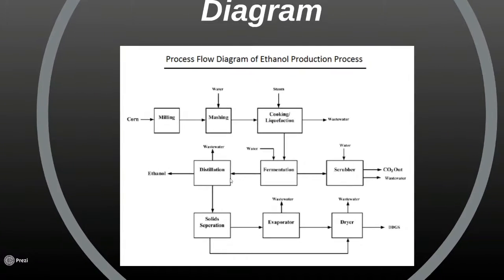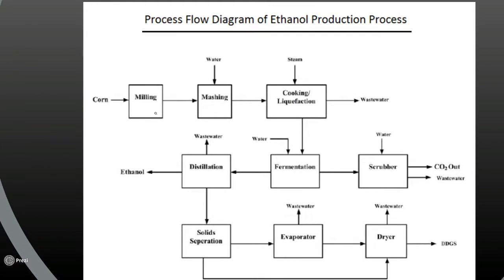Then we'll proceed to the process flow diagram of the ethanol production process, where the corn first enters the milling and mashing station. Then it undergoes liquefaction and then fermentation, where some of the byproducts of the fermentation go to the scrubber and the main product proceeds to the distillation unit. From the distillation, it undergoes further solid separation, and then it passes through the evaporator and lastly the dryer.